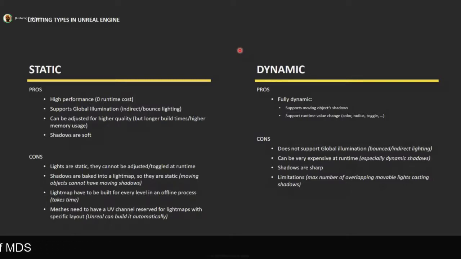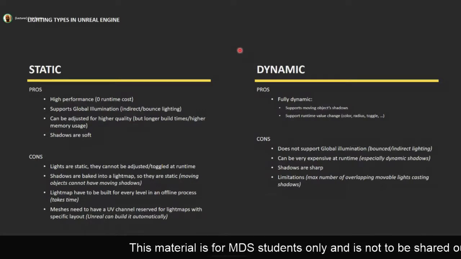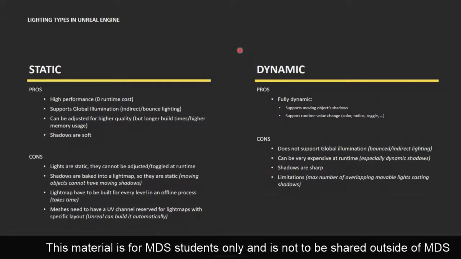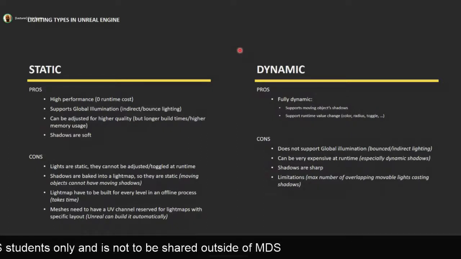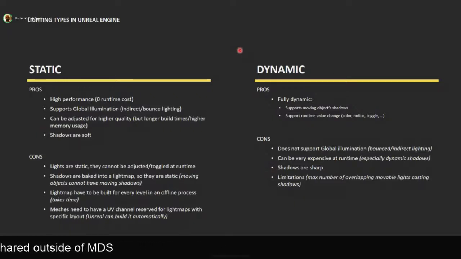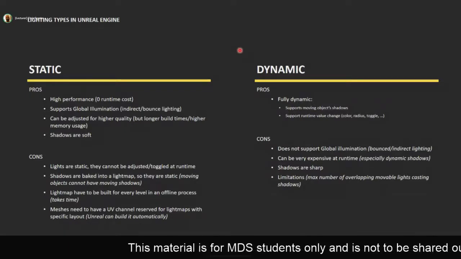The cons of a static setup is that, as the name indicates, the lights cannot be moved or toggled at runtime. The shadows of objects are actually baked into a light map. What does that mean? Baked into a light map means that the shadows of objects are saved into a texture that we call a light map. And that texture basically contains all the lighting information of a level. That texture is applied on top of every single object to make it look like they have lighting.